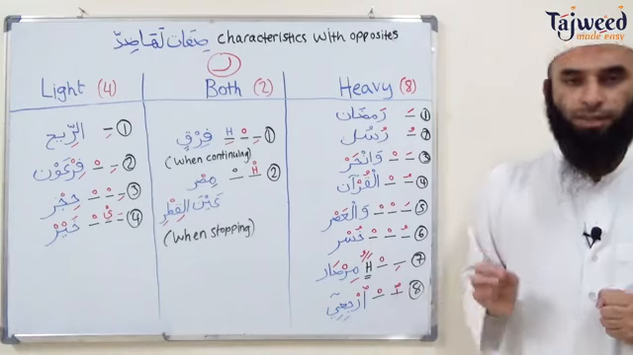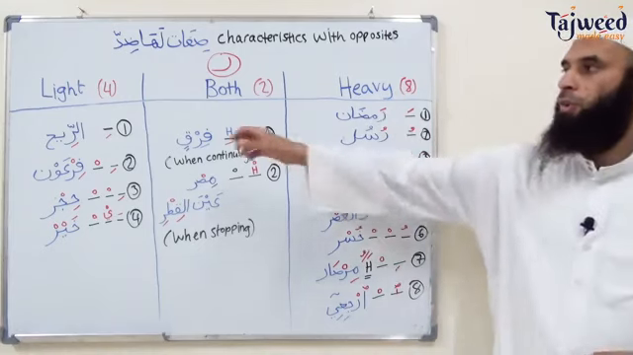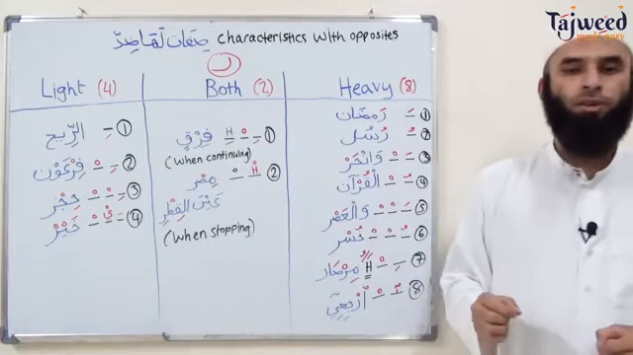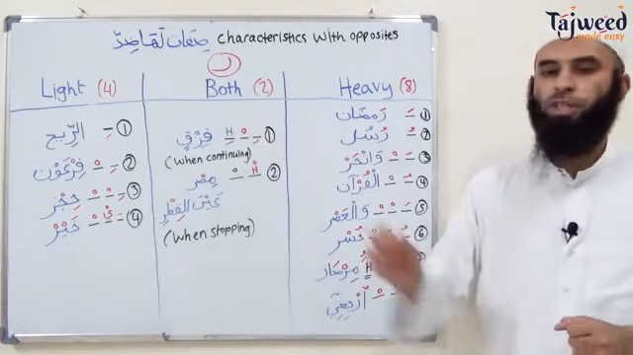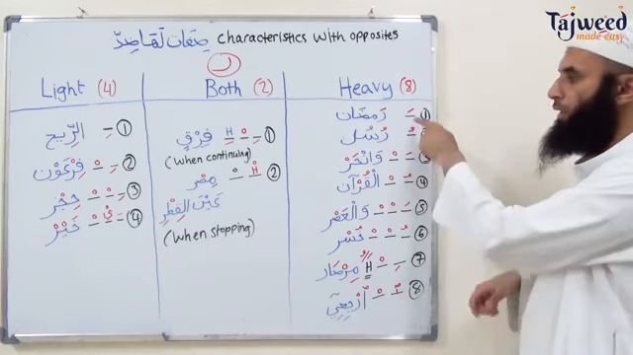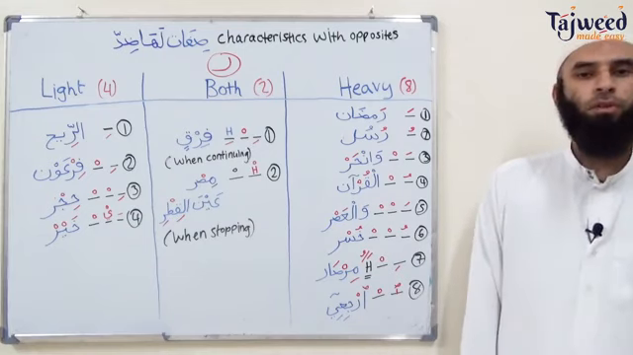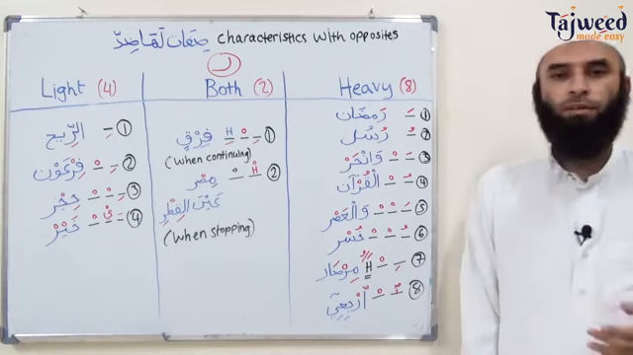Ra has 14 different situations. 8 of the situations we pronounce ra in a heavy manner. 4 of the situations we pronounce ra in a light manner. 2 situations we can do either. So when we pronounce ra in a heavy manner, the 8 different situations. Number 1, when ra has a fatha. If ra has a fatha, we don't need to look at what's before it or what's after it. We automatically pronounce it in a heavy manner.